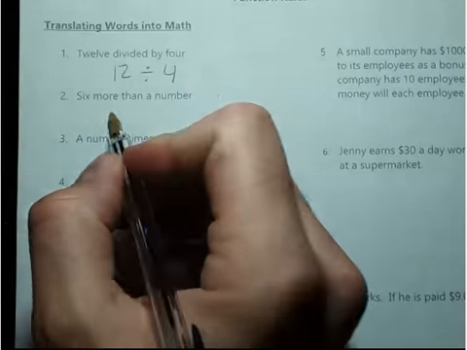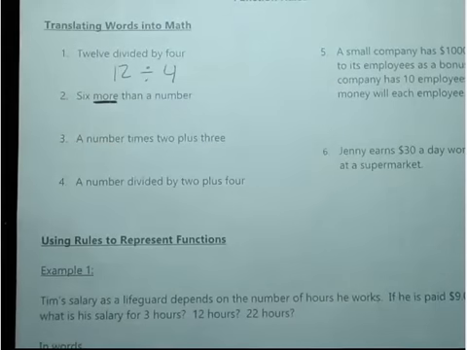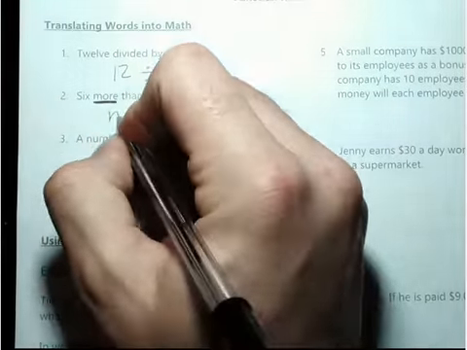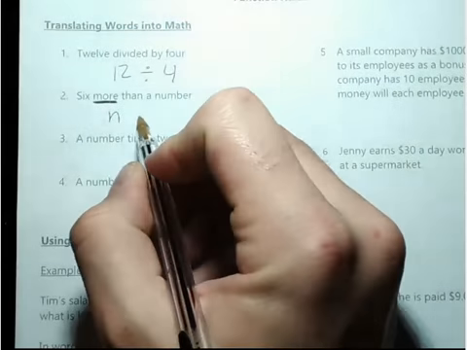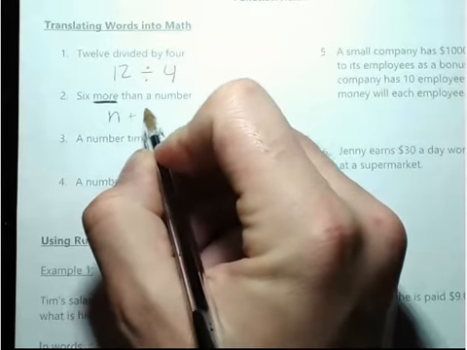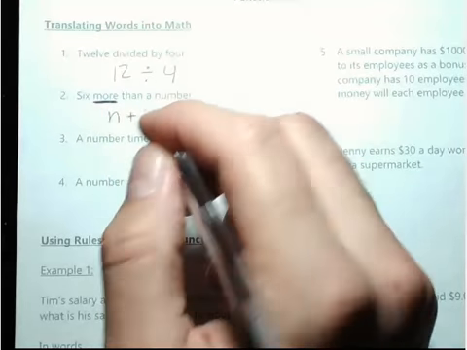6 more than a number. So our keyword here is more. 6 more than a number. So we have a number, and we want 6 more than that number. So we're going to add 6 to it. 6 more means add.